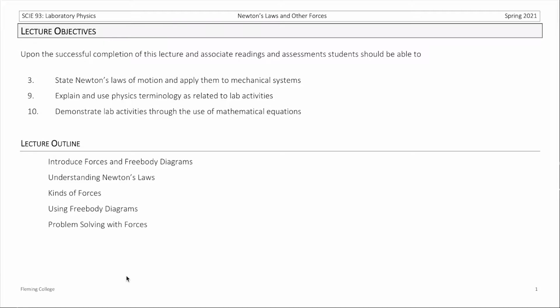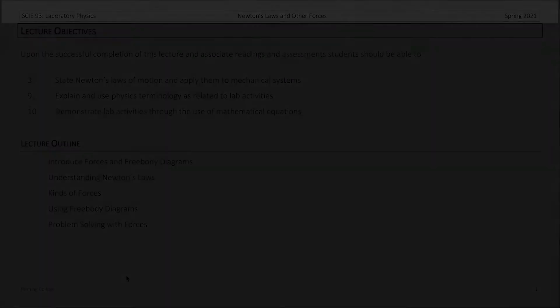This lecture we're going to spend some time introducing the concept of forces and a tool called free body diagrams. We'll go over what we learned in the reading about Newton's 3 laws. We'll recap all of the types of forces that we'll see in our problem solving. And then we'll spend some time using these tools to investigate the type of problems you'll be expected to solve.